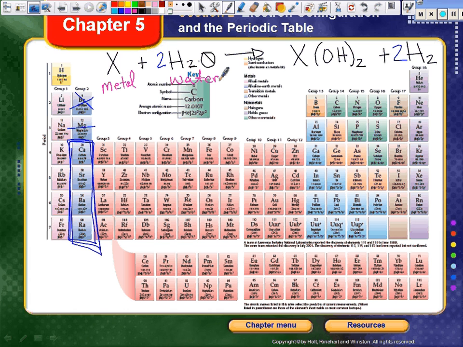Does anybody recognize that OH thing? Very good. So what was X again? It's a metal. What was OH? So we're putting an X and an OH, so what would this thing be called? A metal hydroxide. Does that make sense? So we're going to get a metal hydroxide.